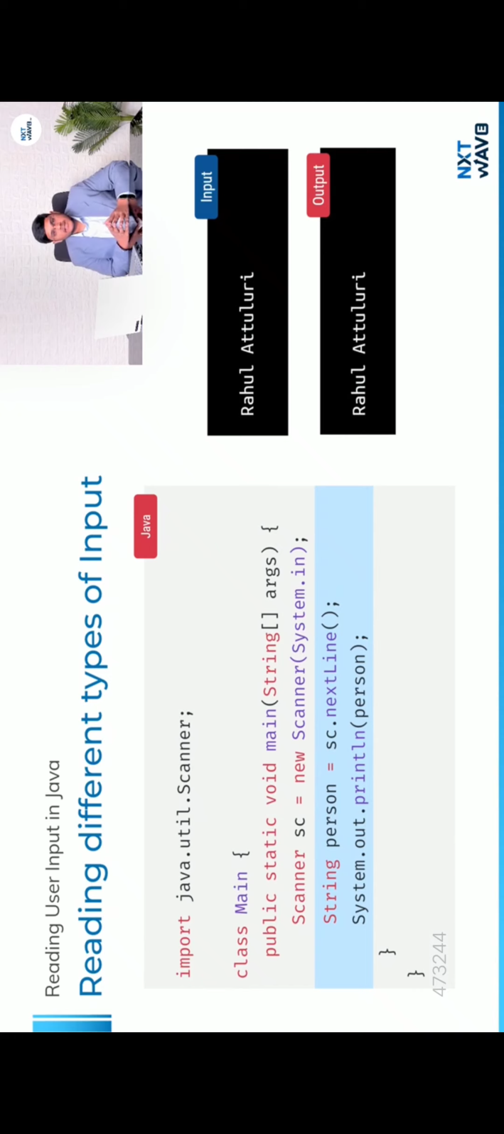So as we have already seen, next line reads the entire line as a string, whereas next only reads the first word, which is delimited by space. Okay. So once we are done with scanning, in case of Java, we need to close them. We need to call the close method.